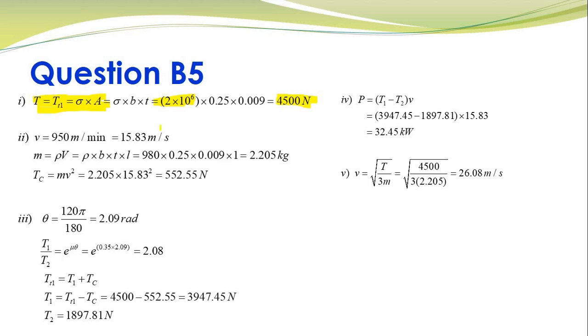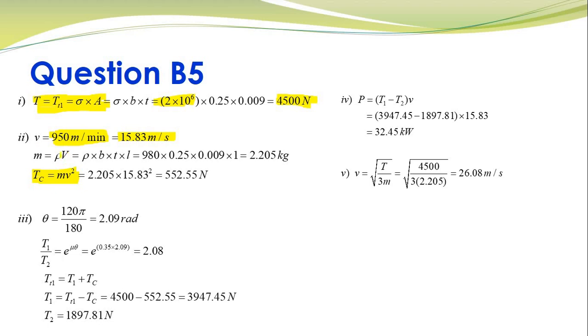Now the next thing is we have to calculate our centrifugal tension, and Tc is given by m v squared. For this we need to find our mass of the belt as well as the velocity. So in the question, the velocity of the belt, or the speed at which the belt was rotating, was given as 950 meters per minute, and we know that the velocity has to be in meter per second. So basically it is 950 meters per minute. A minute has 60 seconds, so just divide 950 by 60 seconds, and you get a value of 15.83 meter per second.